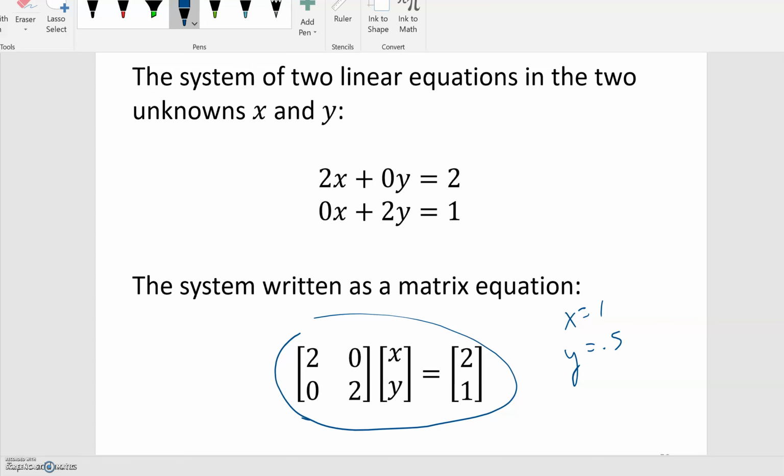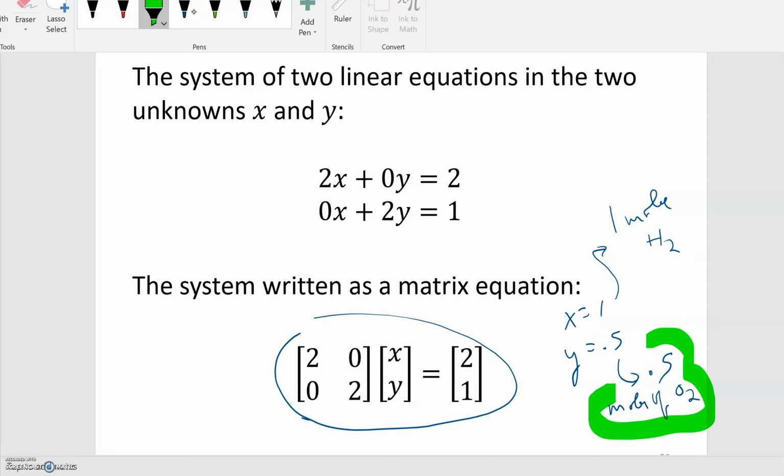x equals 1 means we have 1 molecule of H2, and 0.5 means half a molecule of O2. That's fine, except that you can't have 0.5 of a molecule. That doesn't exist. You can't have half a molecule. You have to have a whole molecule. So what do we do?